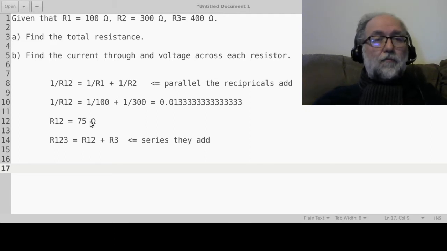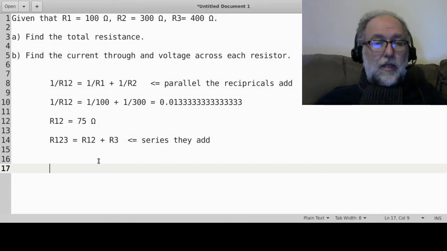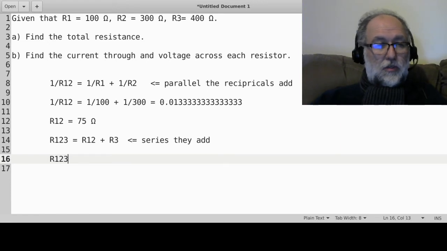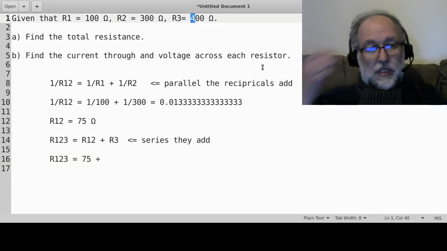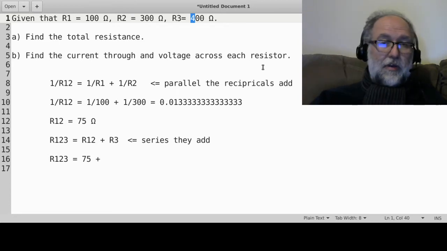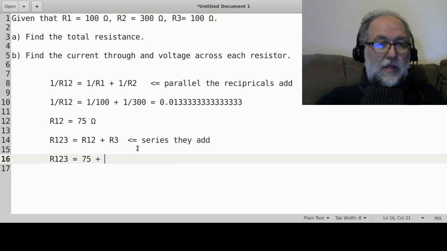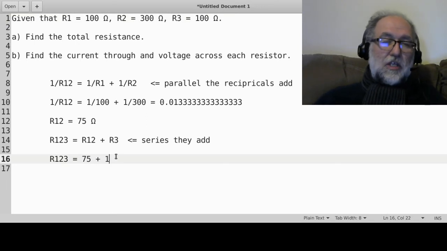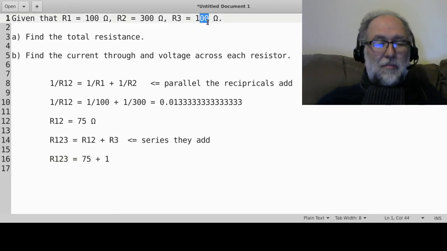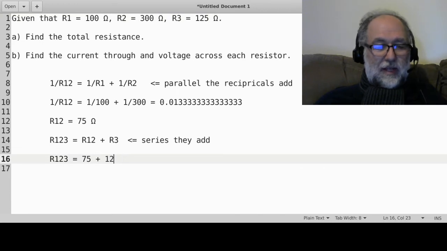Okay, so what's that going to equal? R123 is going to equal R12, which is 75, plus R3, which is 400. You know what? I'm going to change that 400, if you don't mind, because otherwise we're not going to have a very interesting number. Let's change that 400 to 100. I'm making up these numbers as I go along. Actually, sorry, I'm changing my mind. Let's make it easy: 125.